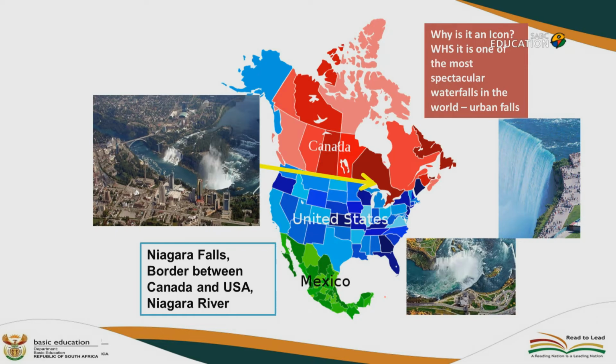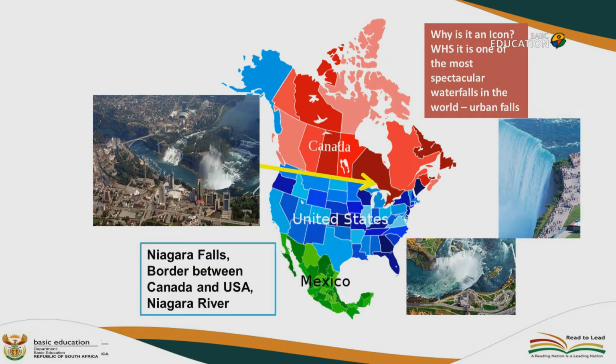Now we go to the United States. It's another continent with its own unique structures called icons. We have the Niagara Falls. The Niagara Falls, where is it located? The Niagara Falls is located between the two, Canada and United States. Niagara borders between Canada and USA. It's a nice place to go and visit.